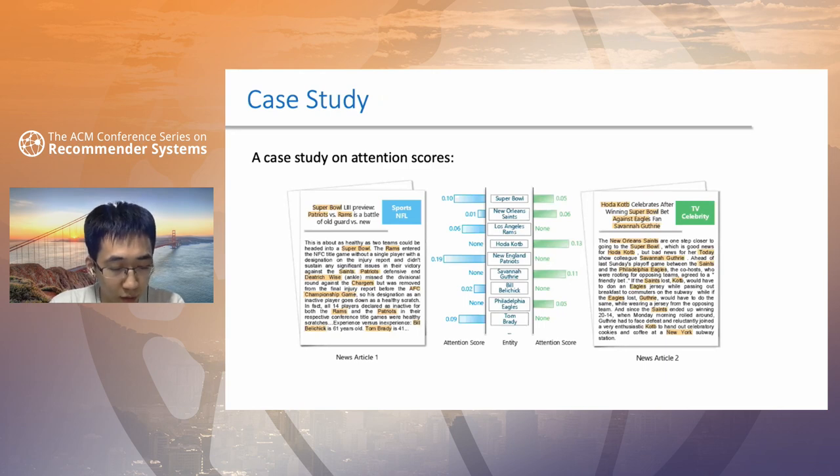We also provide a case study on what attention scores the KRED model will assign to different entities, and show that the same entity will take different importance scores in different news articles. We select two news articles here, which share some common entities. And you can see in the case study that the common entities in the articles have different importance scores in the two articles. And within a news article, the importance scores are also different.